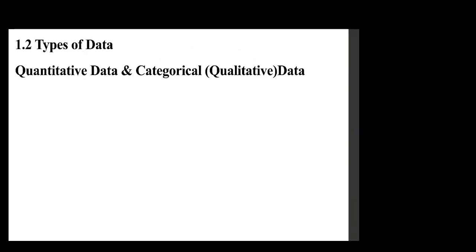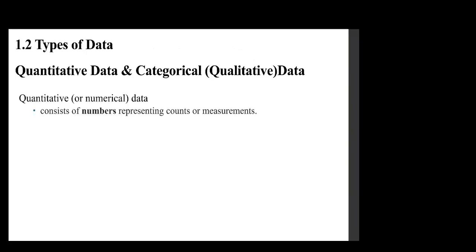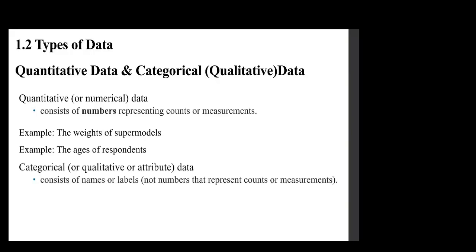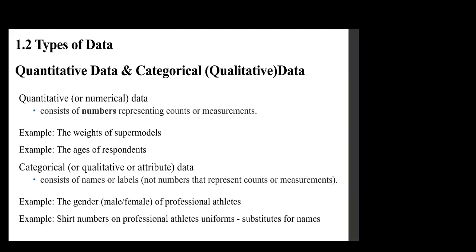Quantitative versus qualitative. We want to discuss that. Numerical data consists of numbers representing counts or measurements, with examples such as weights or ages. Categorical, or qualitative, or attribute data consists of names or labels, not numbers that represent counts or measurements. Examples are genders, and this is the one that you want to pay attention to.